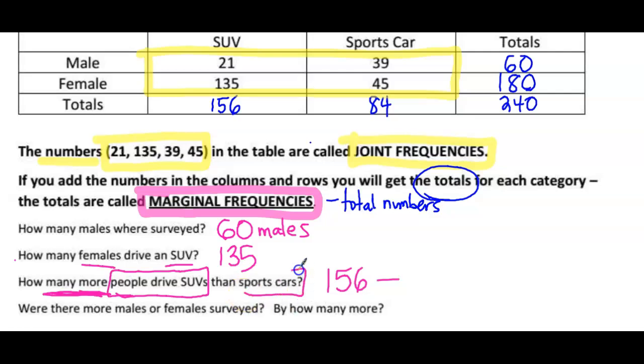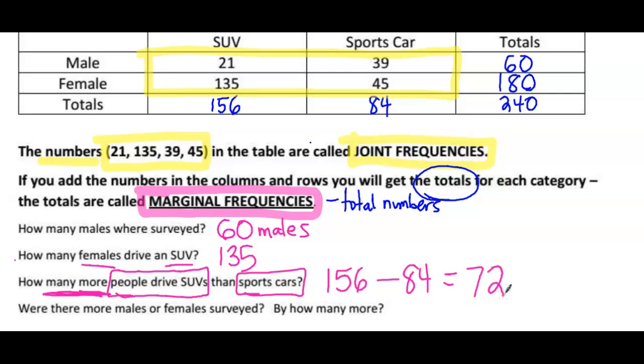Then sports cars. So now we need the total people that drive a sports car. The total people that drive a sports car is 84. So 156 minus 84 gives us 72.